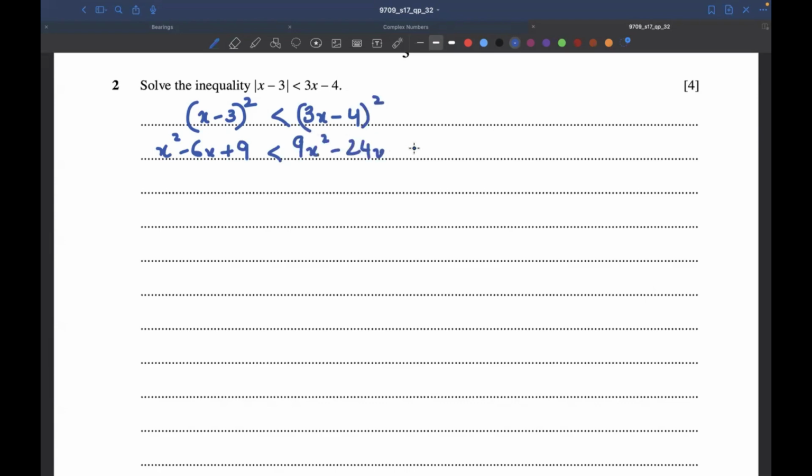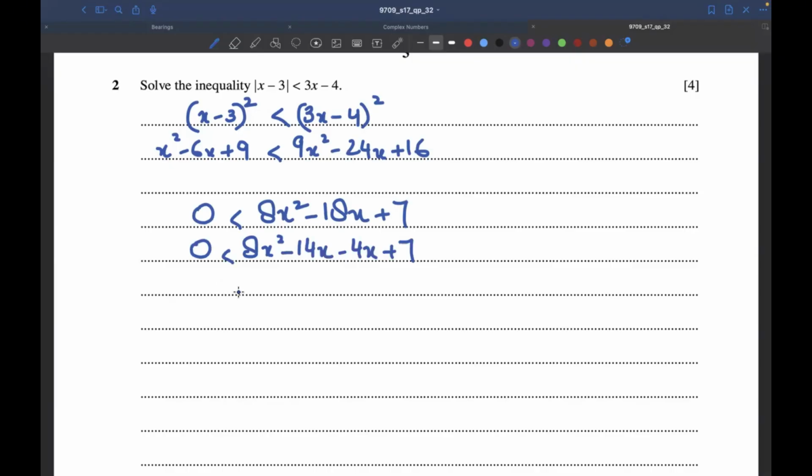Now simplifying, we'll bring the left hand side to the right hand side. So this will become 8x square minus 24x plus 6x, that becomes minus 18x, and 16 minus 9, that will become a plus 7 is greater than 0. Now factorizing it, we'll get 8x square minus 14x minus 4x plus 7 is greater than 0.